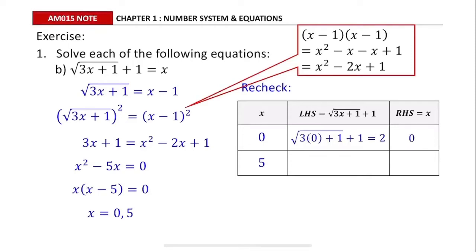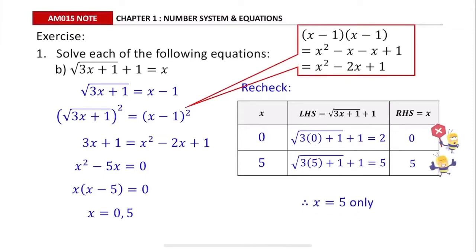Now we substitute x equals 0 into the left side and right side of the equation. We found out that the values are not the same on both sides. So this answer is not the correct one. After that, substitute x equals 5 into the left hand side and right hand side. And their values are the same. So this is the correct answer. Therefore, the answer is x equals 5 only.